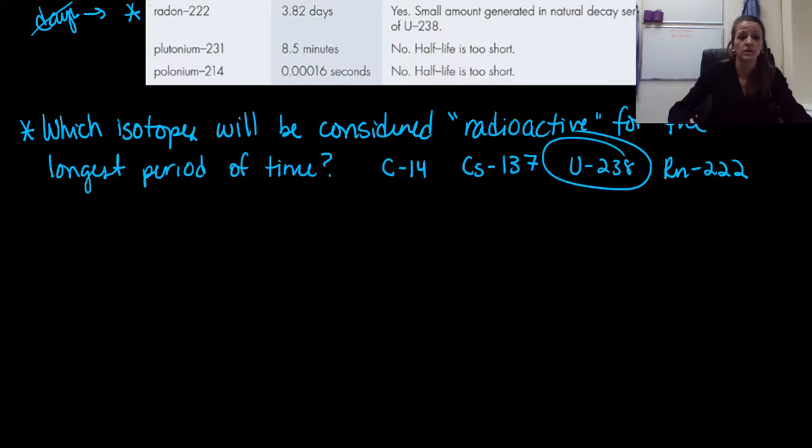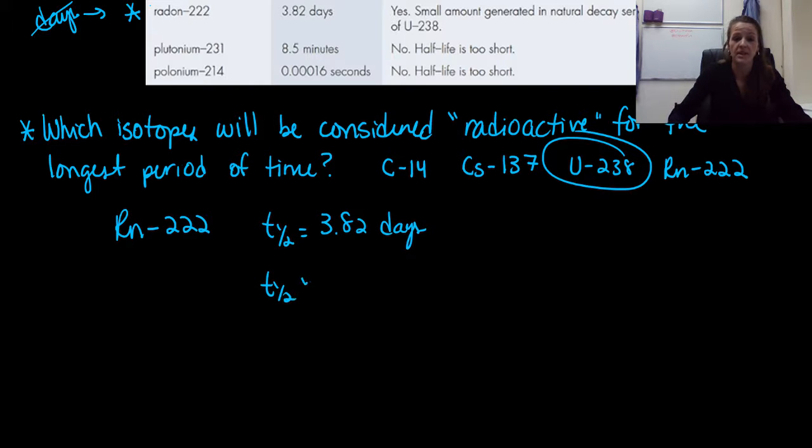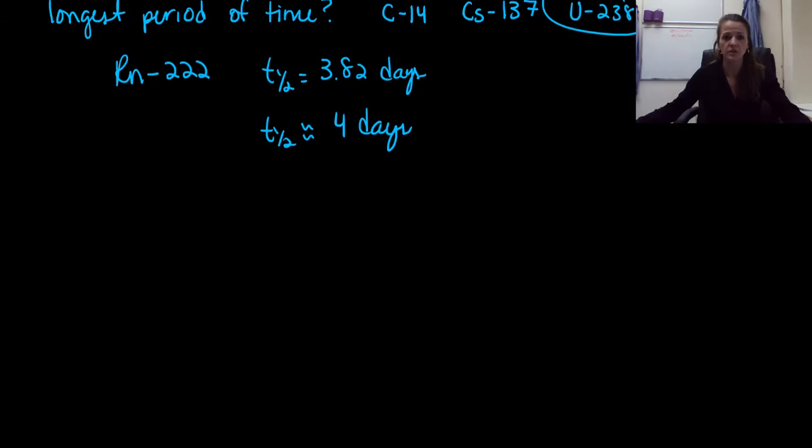So what we're going to do is look specifically at radon-222. In this graph, we're told it has a half-life of 3.82 days. For the ease of this argument, I'm just going to round up and say that the half-life is close to 4 days, just to help this argument. So let's graph this out.